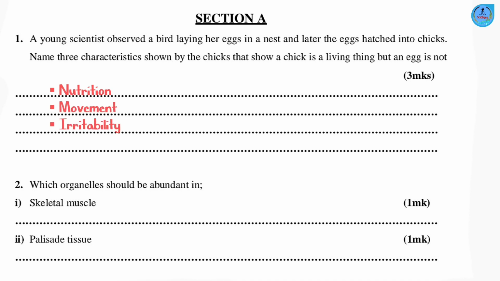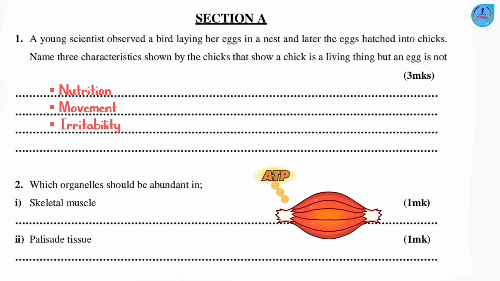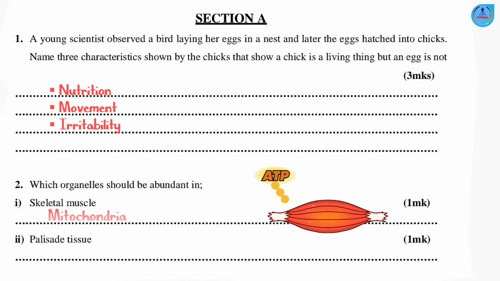Number 2, which organelles should be abundant in Roman 1, skeletal muscle? Okay, so skeletal muscles require a lot of mitochondria. Now, reason being that these are muscles that contract to bring about movement. So every time a contraction occurs, energy in form of ATP is needed. This, of course, is produced by the mitochondria.